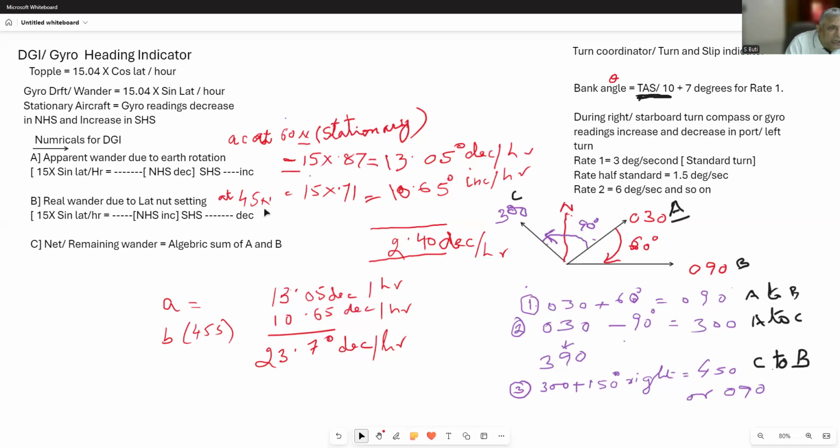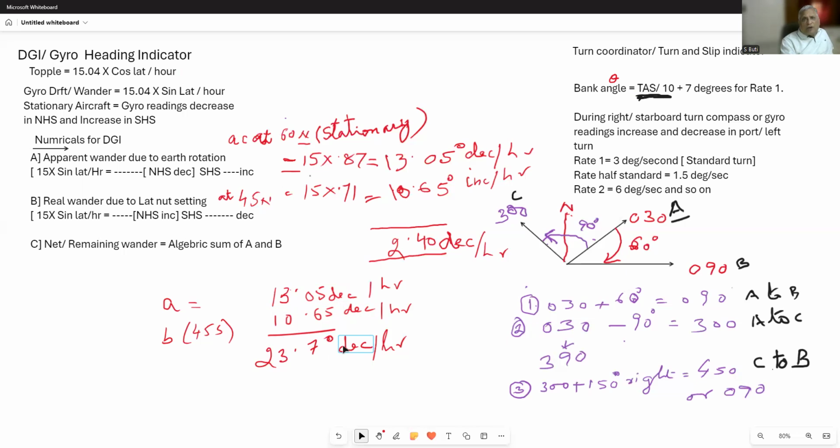Supposing he has set the latitude nut to 45 south, gyro balanced at 45 south. The apparent wander will remain the same because the aircraft is at 60 north. The latitude nut has been set to south, so it will also decrease the readings now. My net wander will be 23.7 degrees per hour, and it will be decrease because both are decrease.